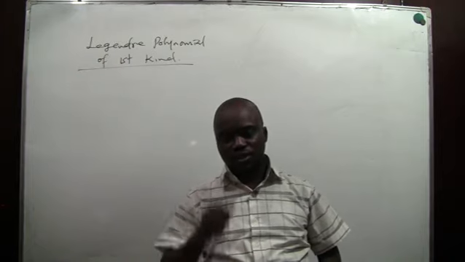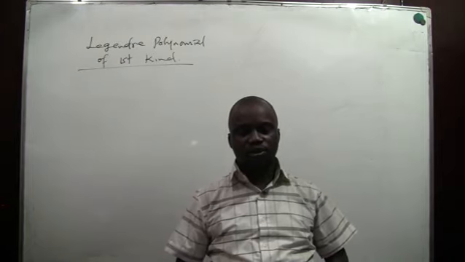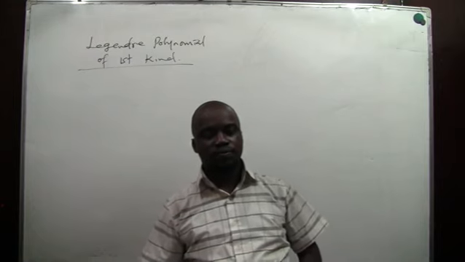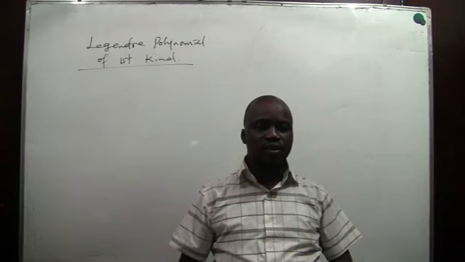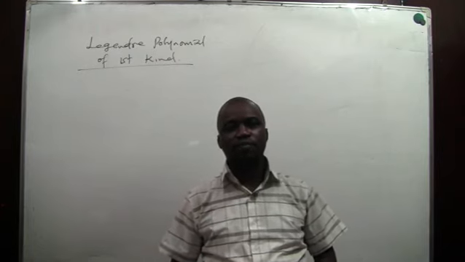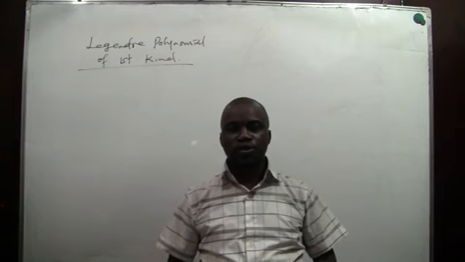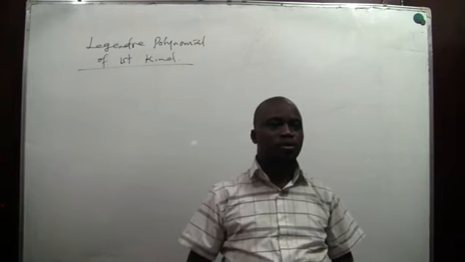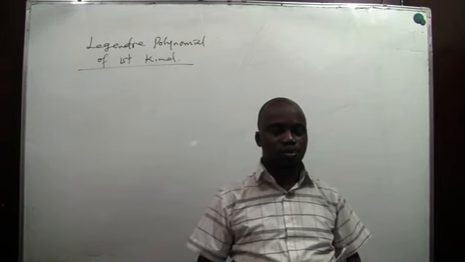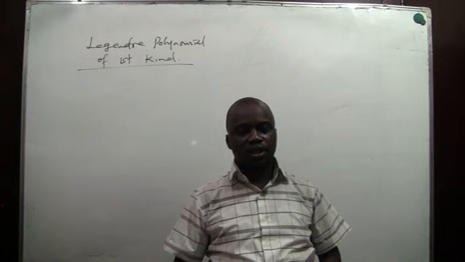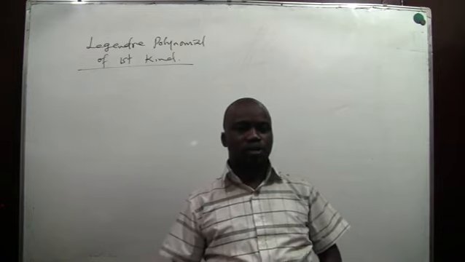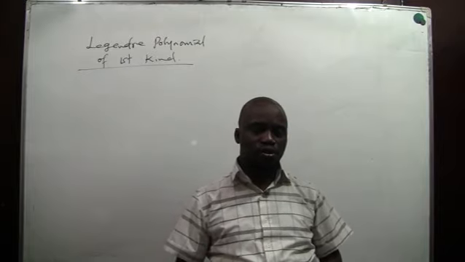In our previous classes, we have been discussing Legendre equations and Legendre polynomials. In the last class, we started looking at Legendre polynomial of first kind. We were able to generate some Legendre polynomials. We also looked at some properties of Legendre polynomial of first kind. The basic property that we looked at is the generating function. We told ourselves how the generating function looks like.